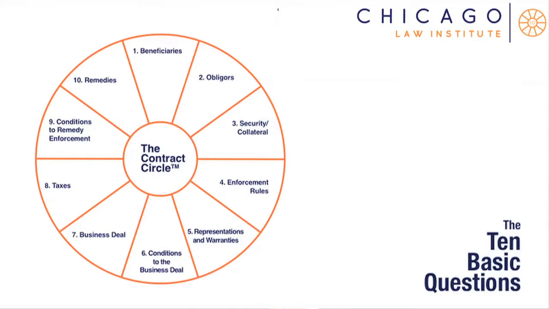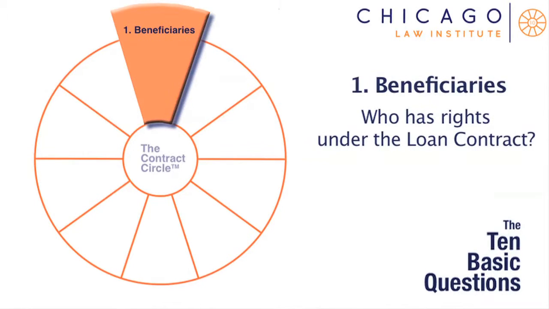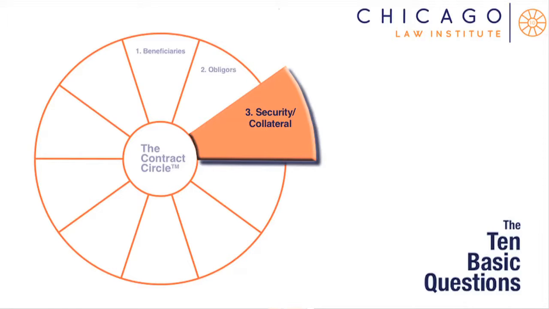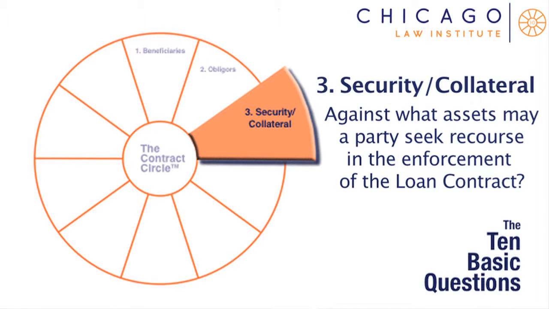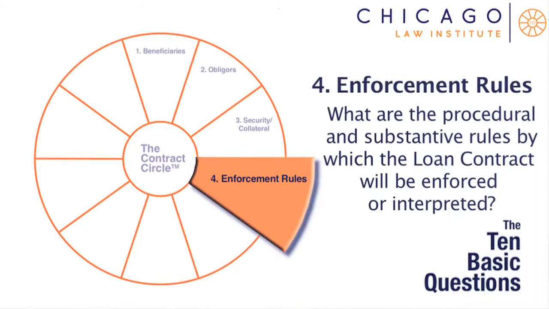So what are these 10 basic questions that all loan contracts answer? Well, the 10 basic questions are as follows. Number 1, beneficiaries. Who has rights underneath a loan contract? Number 2, obligors. Who has obligations underneath a loan contract? Number 3, security or collateral. Against what assets may recourse be sought in the enforcement of a loan contract? Number 4, enforcement rules. What are the procedural, substantive rules by which a loan contract will be enforced or interpreted?